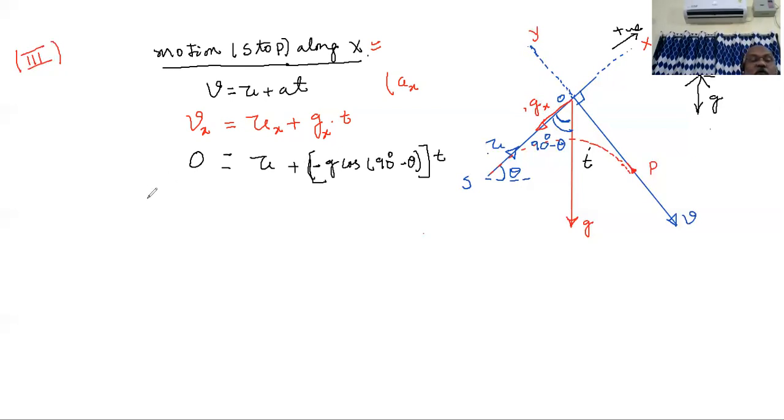So the next step will be 0 equal to u cos (90 minus theta), which is u sin theta, with a minus sign, minus g sin theta into t. And the next step gives you the answer. If you separate time, getting the second term to the left hand side, t comes out to be u by g sin theta. Okay, now you have got the solution.